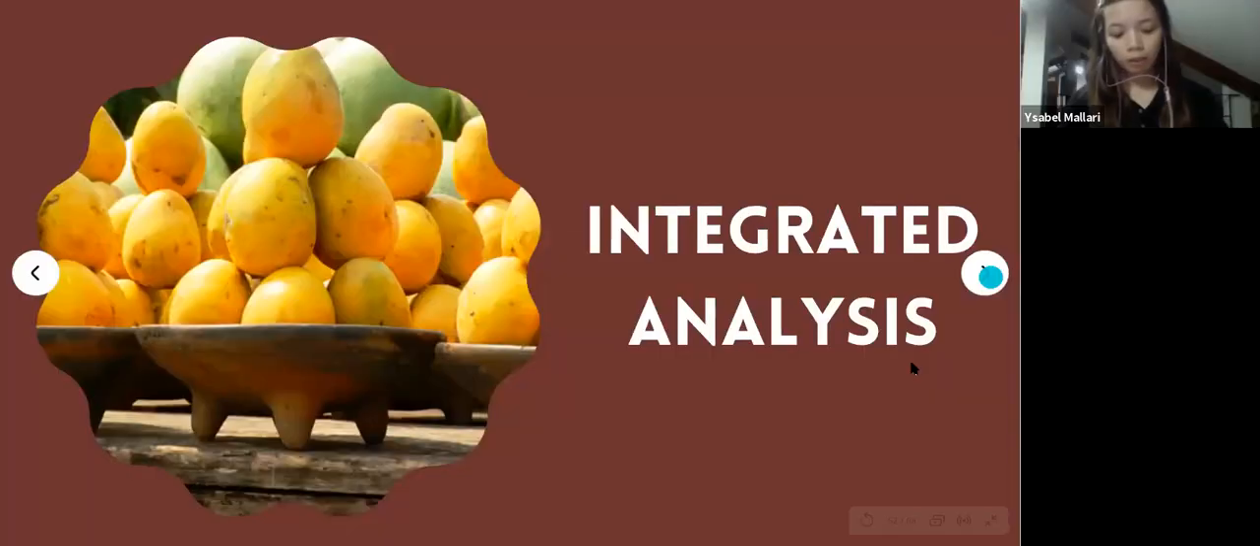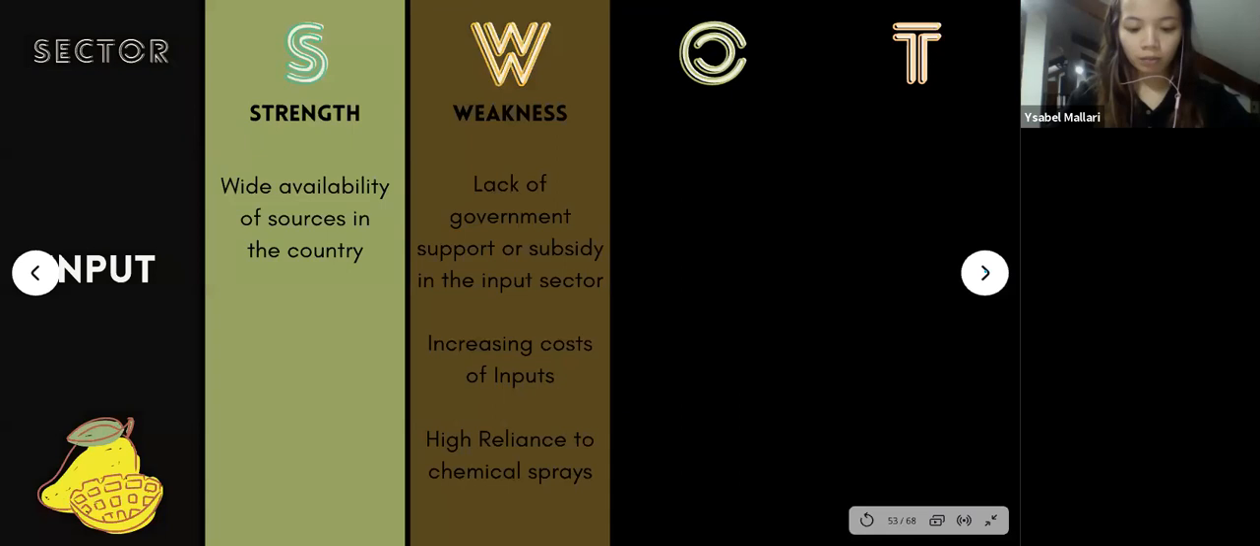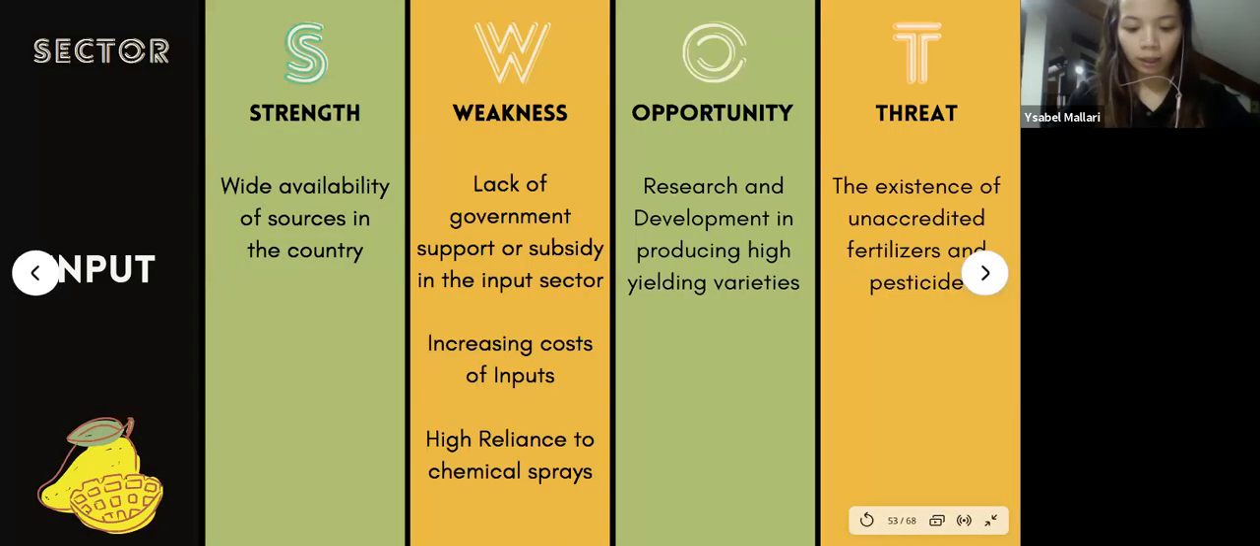Now let's move on to the integrated analysis. Starting with the input sector. The Philippines' major advantage in the mango industry is its wide availability of sources. Its climate and topographical location are ideal for mango production.